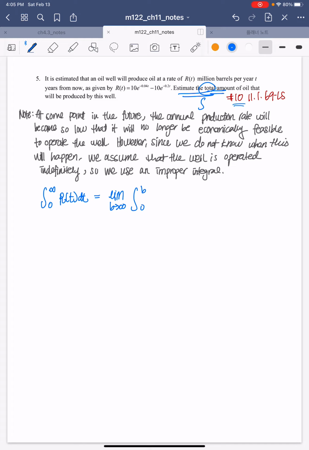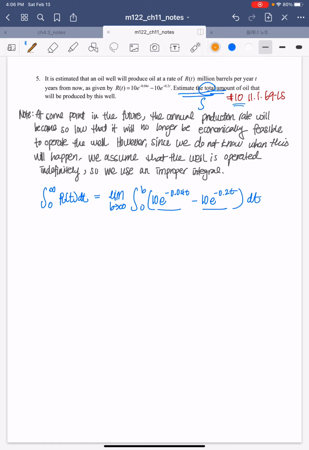And our r sub t is 10e raised to negative 0.04t minus 10e raised to the negative 0.2t dt. Okay, so this is 2 terms, so you can take the integral term by term, but it looks like we need a u substitution, right? So let's do the u substitution on the first one.